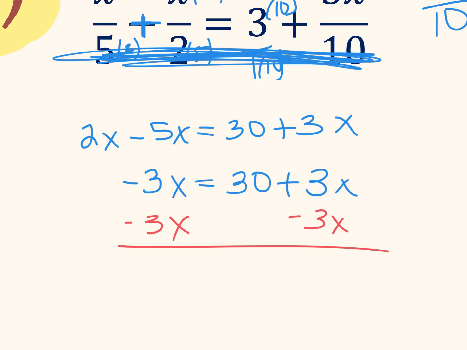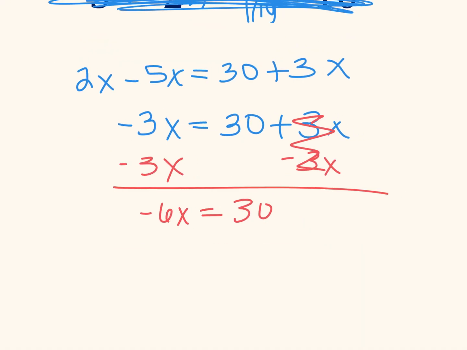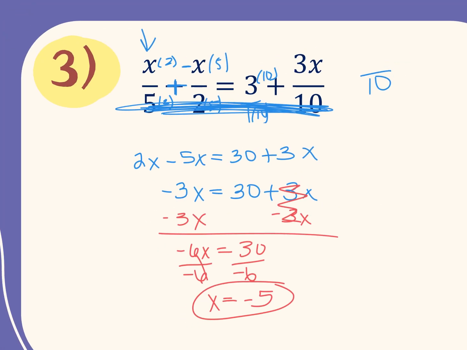What's negative 3x and a negative 3x? Good. Negative 6x equals 30. And then what do we do? Divide both sides by negative 6. Perfect. And you get x equals, what kind of 5? Negative 5.